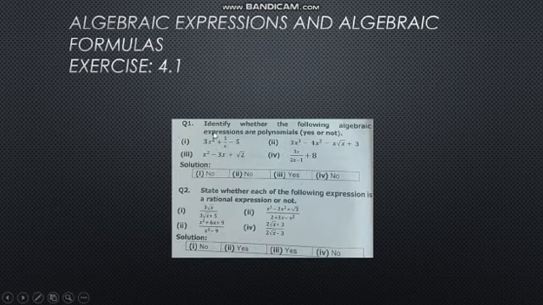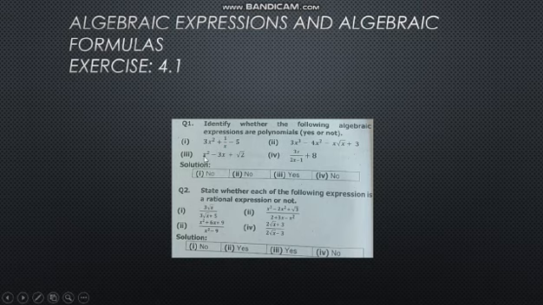Exercise 4.1: identify whether the following algebraic expressions are polynomials or not. For an algebraic expression to be a polynomial, it should have a positive or zero power. So let's examine the first one. It already has a fraction here, which is 1 over x, so it is not a polynomial.